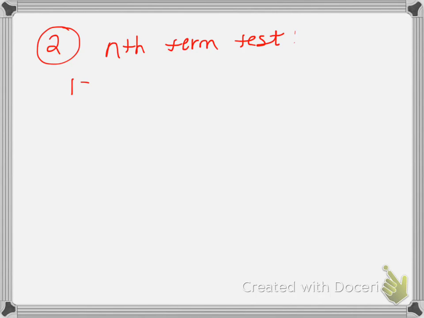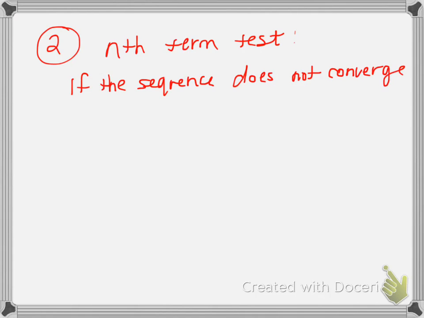Alright, your second big test, or second kind of series test, is called the nth term test. What the test says is that if the sequence does not converge to 0, then the series diverges.